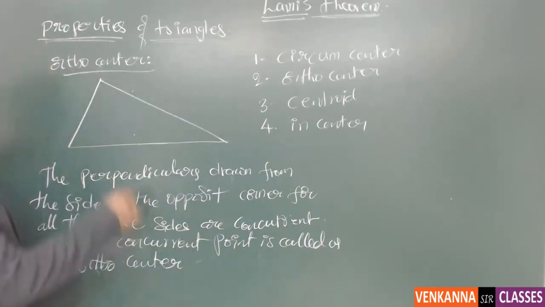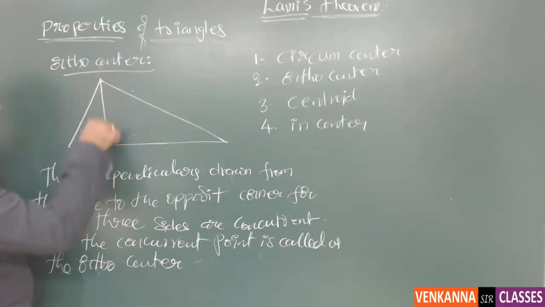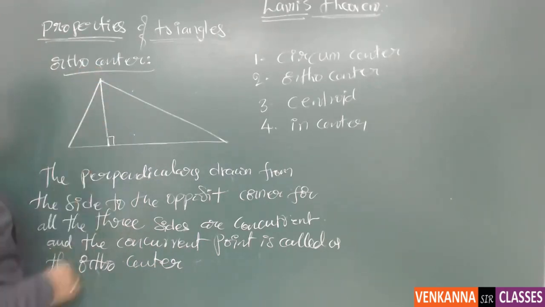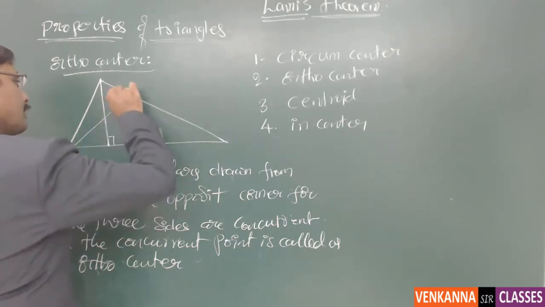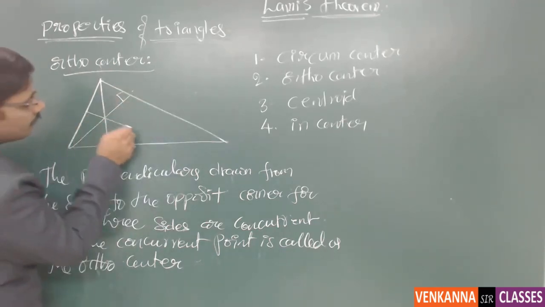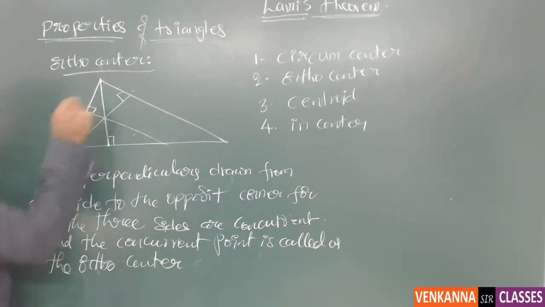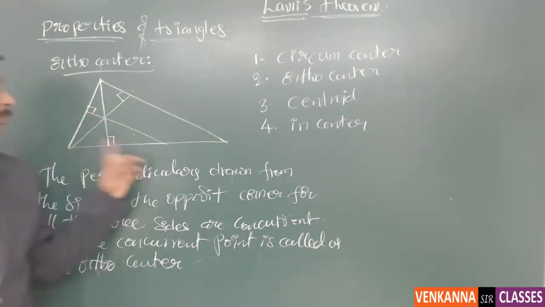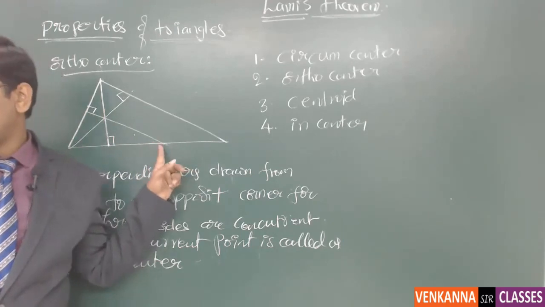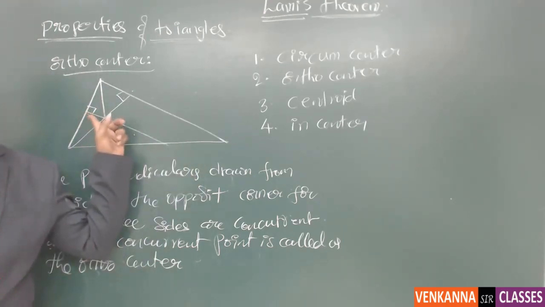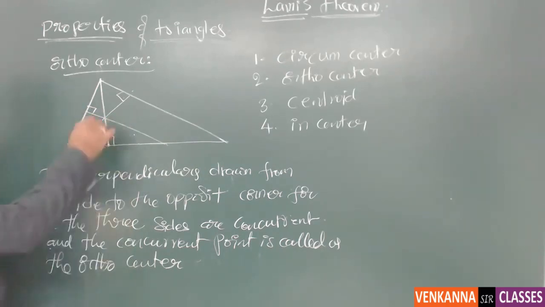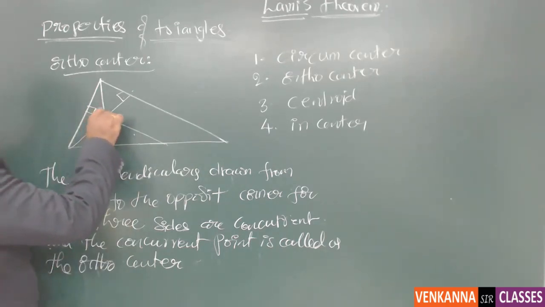Now for this orthocenter, draw a perpendicular to this particular side like this, draw a perpendicular to the opposite side like this, and draw a perpendicular from here also. The only difference from the previous one is that it may not meet exactly at the midpoint. It may be somewhere else, but the condition is that it has to be perpendicular. So this center is called the orthocenter.